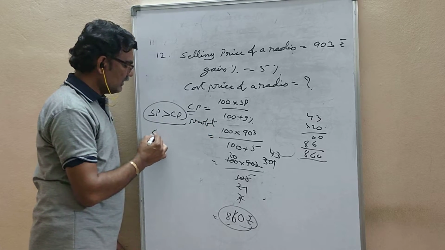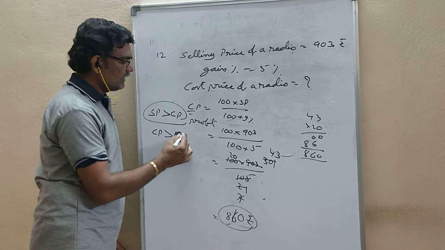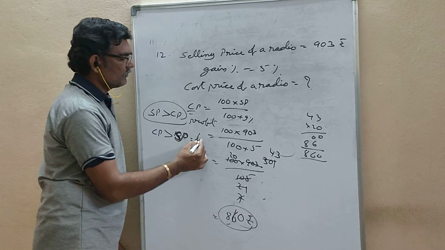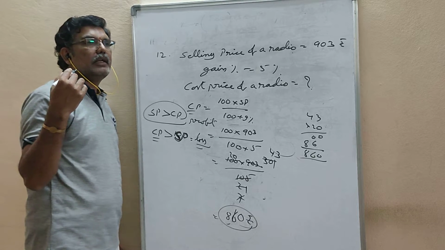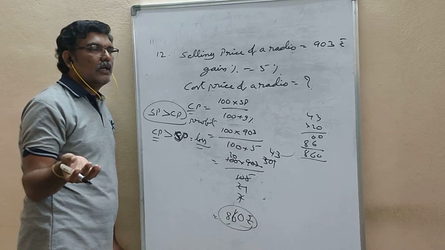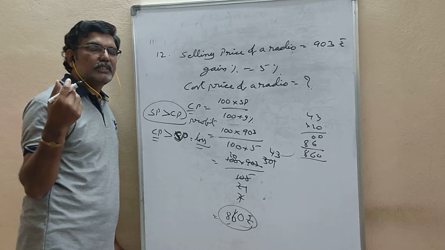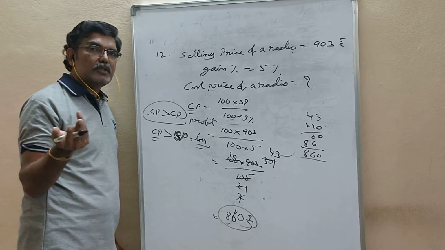When will he get loss? If CP is greater than SP, he will get loss. Okay. If a pencil he purchased for 10 rupees and he sold it for 8 rupees, so the purchasing cost, that means CP, is greater than the selling price. So he will get loss.